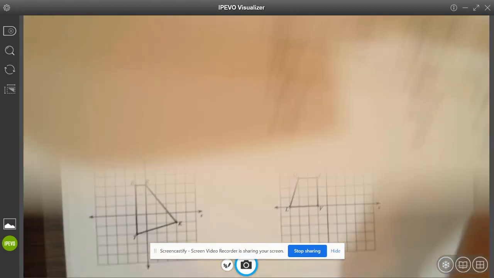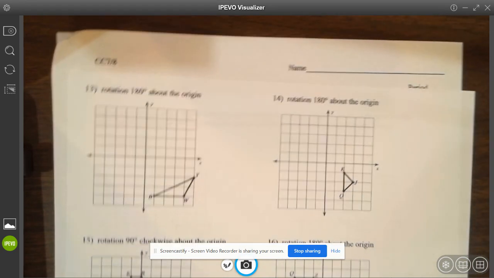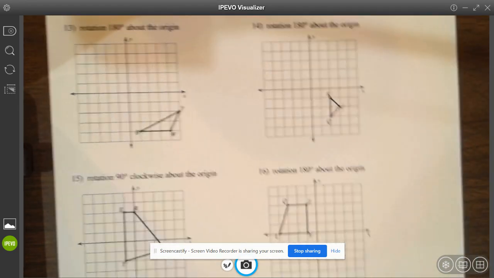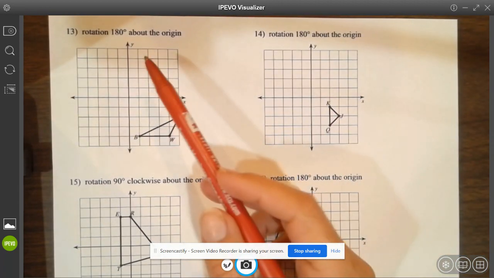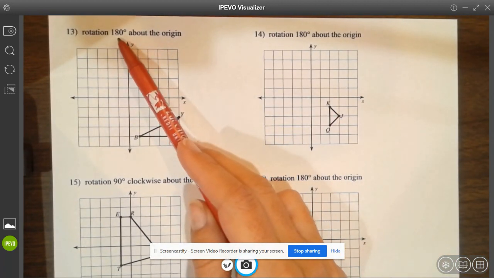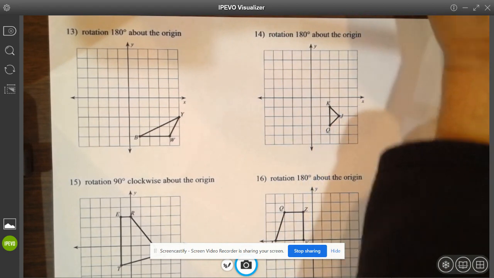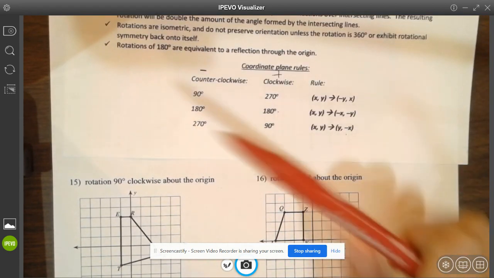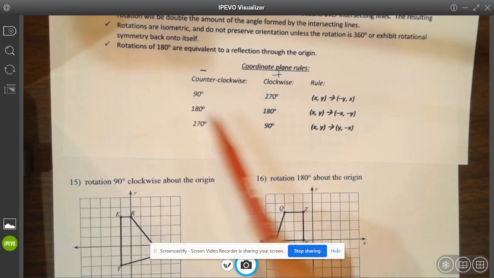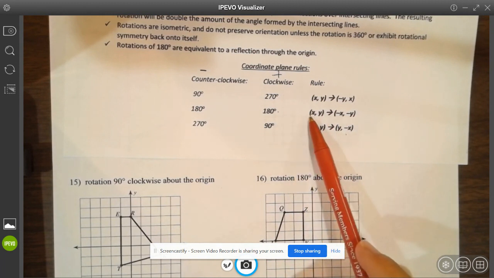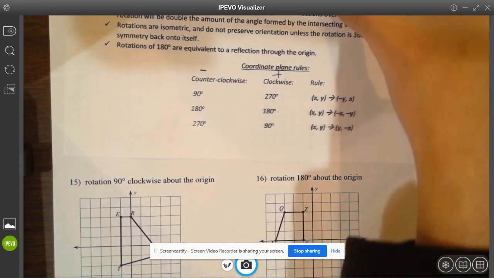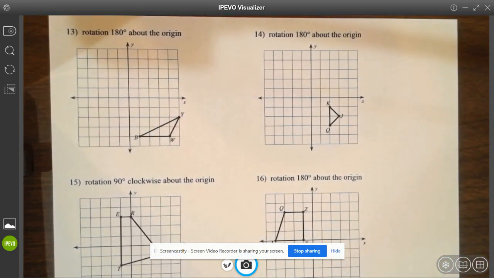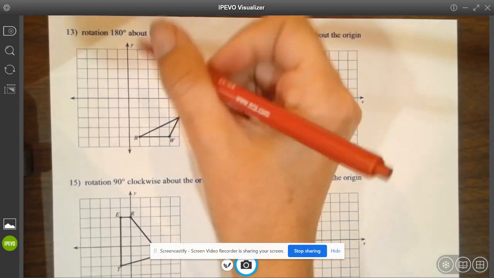All right, so first examples, we're going to be doing rotations. So let's do a rotation about the origin 180. With this, it says it's positive. So either positive or negative, in this case, it's the same. So our rule is (x, y) goes to (-x, -y). So that means that the signs of my points are going to be switching. So let's find the points first.